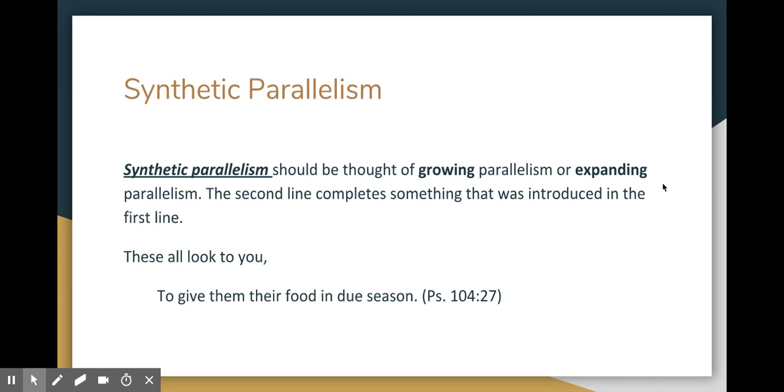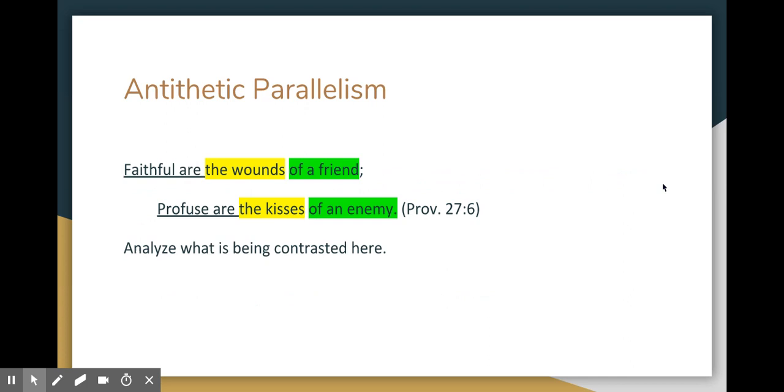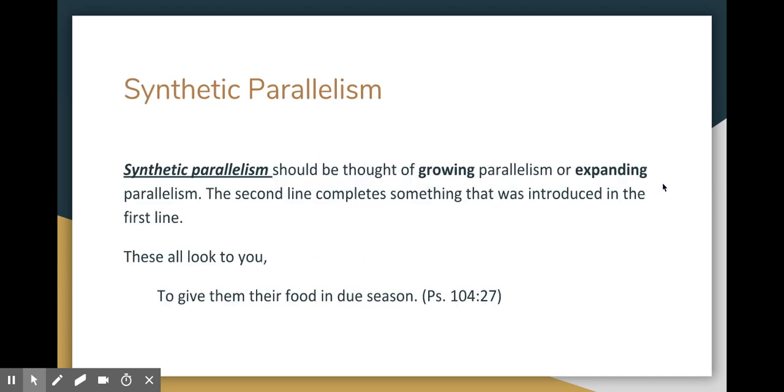If we look back at the other examples, faithful are the wounds of a friend, you could stop there. You don't need the next line, but in order to make the point, you do. But you could stop with faithful are the wounds of a friend. That would be an okay sentence or idea to put forth. In synthetic parallelism, you really need the next line. These all look to you to give them their food in due season.